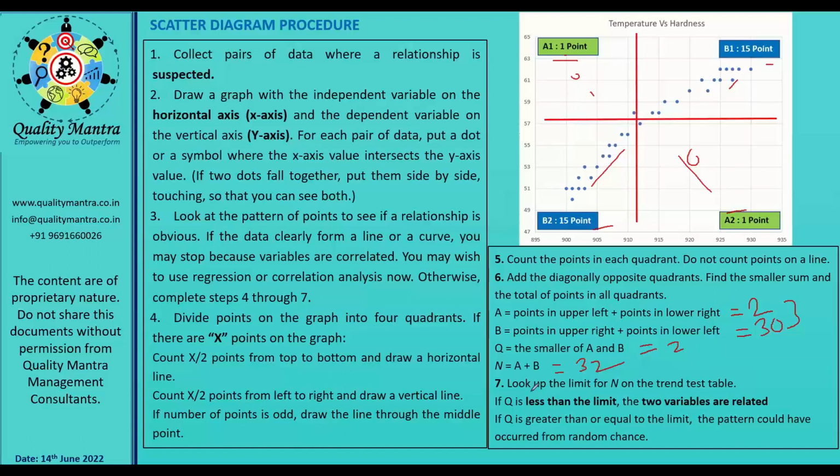Now what you have to do is look up the limit for N in the table. अगर आपका Q, if your Q is less than the limit, the 2 variables are correlated. If Q is greater than the limit, these are not correlated. It has happened by chance. Now we are moving to the test table.